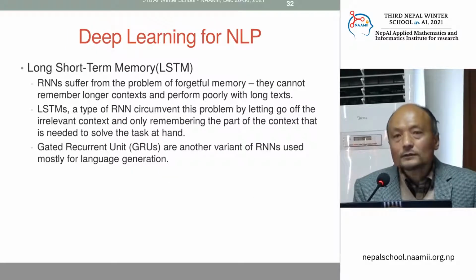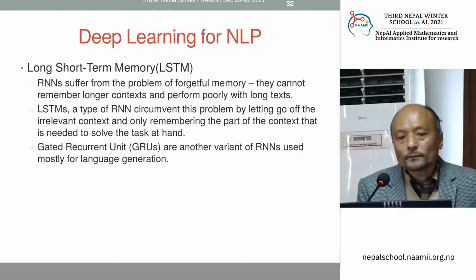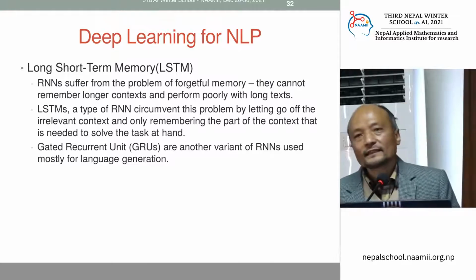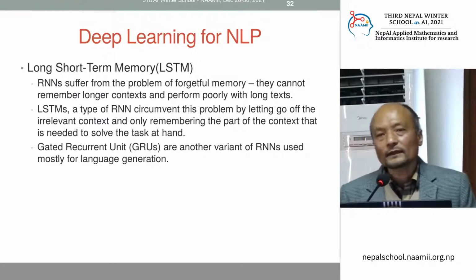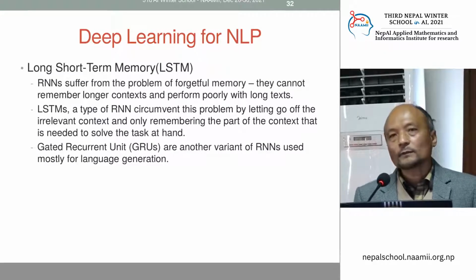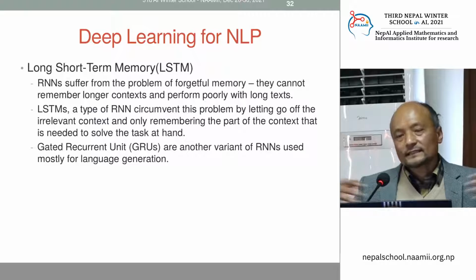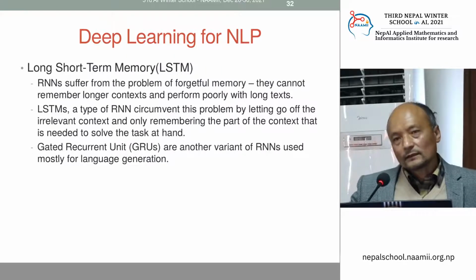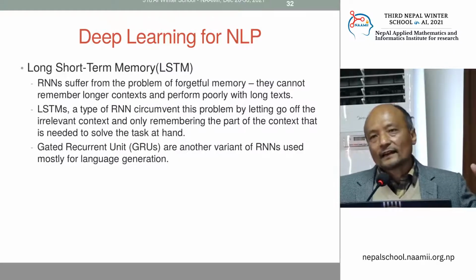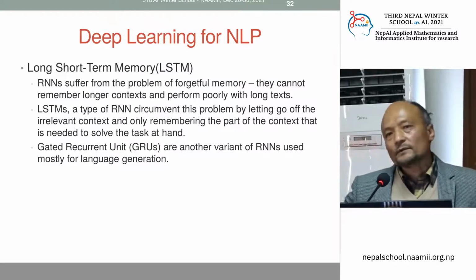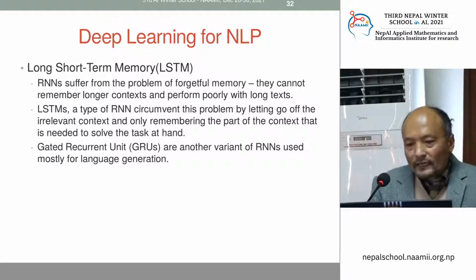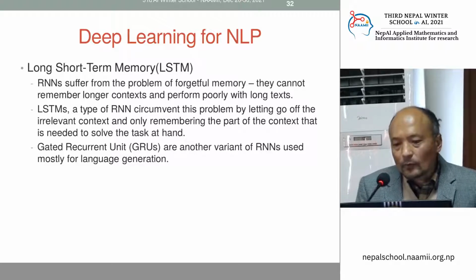So LSTMs, long short-term memory, are another very popular deep learning model for solving NLP tasks. This addresses some of the weaknesses of RNNs, in that RNNs are not capable of handling long-term dependencies of text. Text is necessarily lengthy, so by the time we reach the last word, with RNNs you could lose some information from the previous states. RNNs suffer from the problem of forgetful memory. They cannot remember longer context and perform poorly with long text.